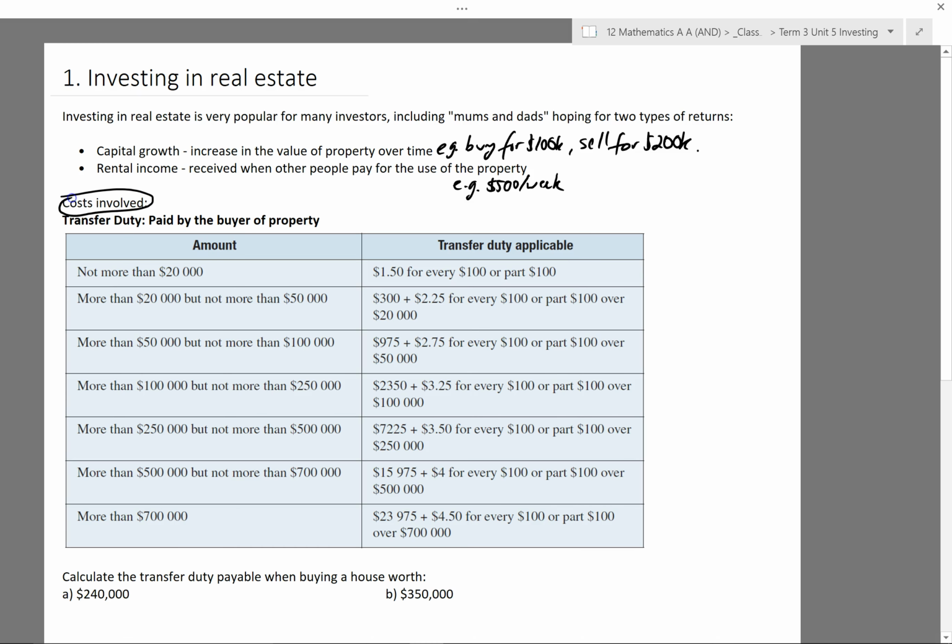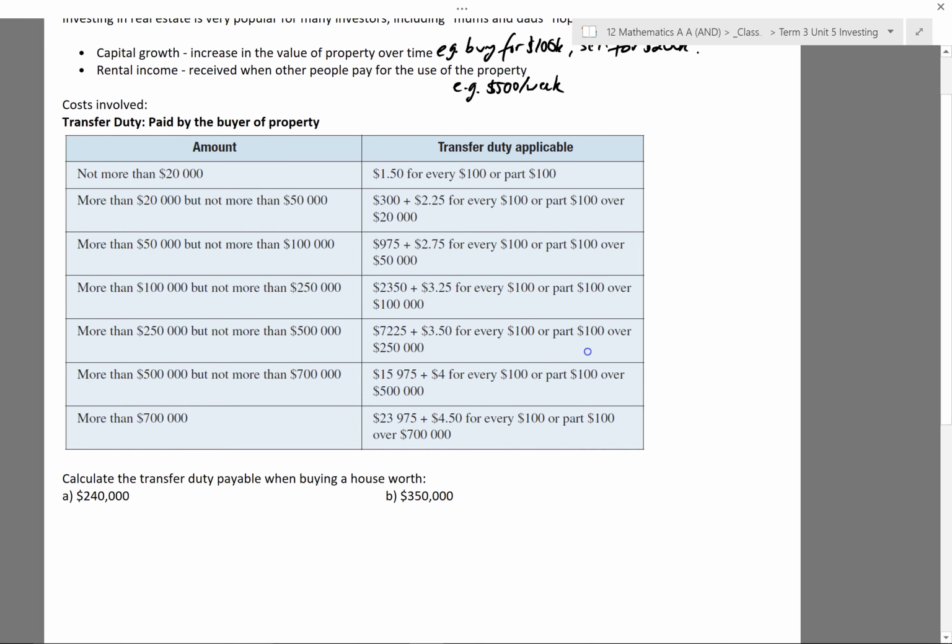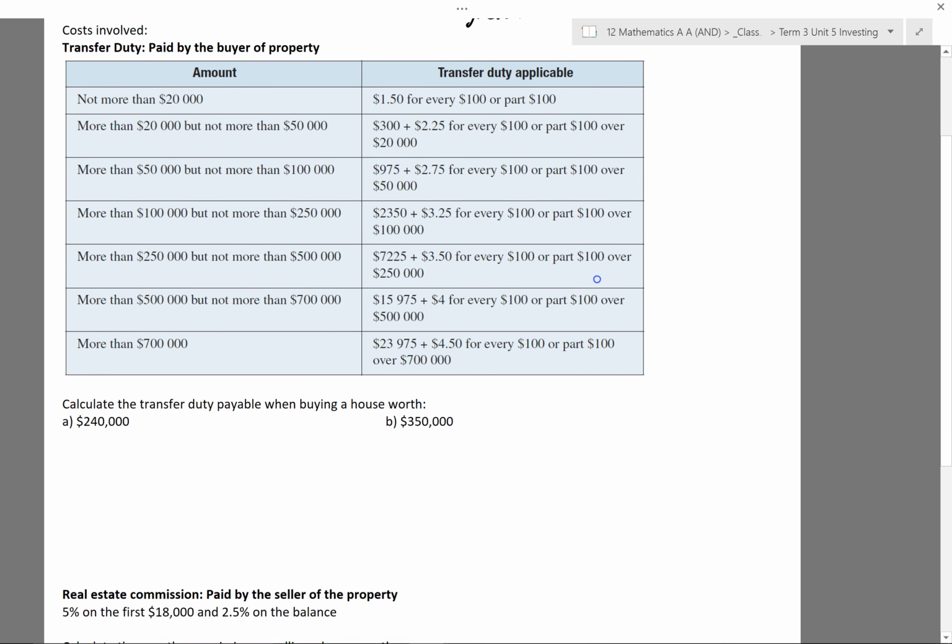Unfortunately, there's also some costs involved, and that's the point of this lesson, to look at some of these costs. Whenever you buy a property for an investment, there's some transfer duty involved, okay, which is paid by the buyer of the property. So you buy it, you pay the transfer duty, and it goes to the state government. In this table, we can see how transfer duty is calculated. It depends on the amount, so the cost of the house.